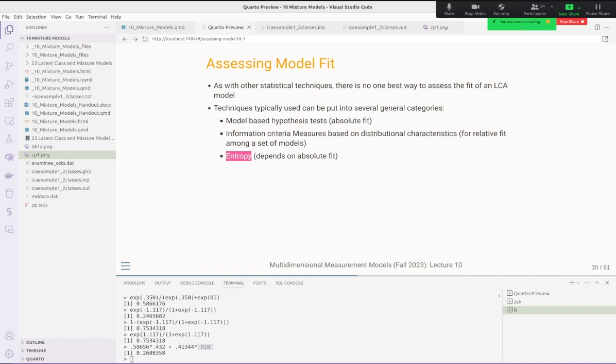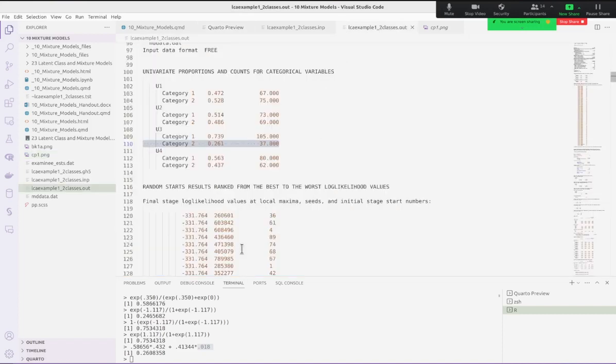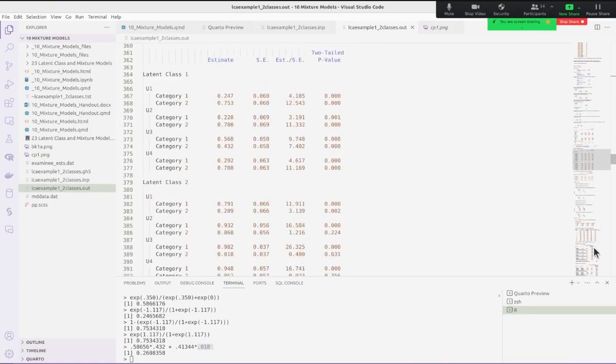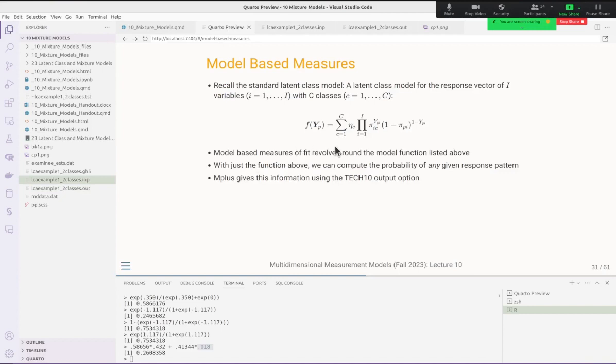So let's dive into this. This is our latent class model right here. Model fit always depends on coming up with predicted quantities based on this latent class model. So literally with this model and with the probabilities that we got from M+, with our model output here, for each possible response pattern, we could come up with what our model suggests the probability a person will have that response pattern happens to be.